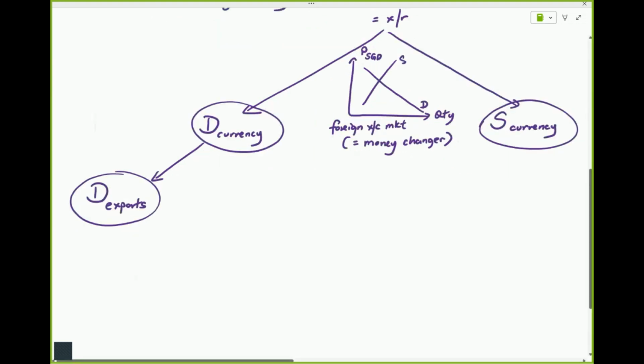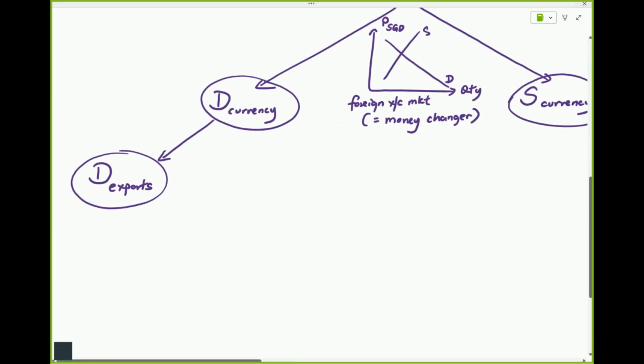In fact, I will say demand for a currency is derived from the total export revenue. Demand for this country's exports. If people want to buy $1 billion worth of your goods, they need $1 billion worth of your currency. Make sense?